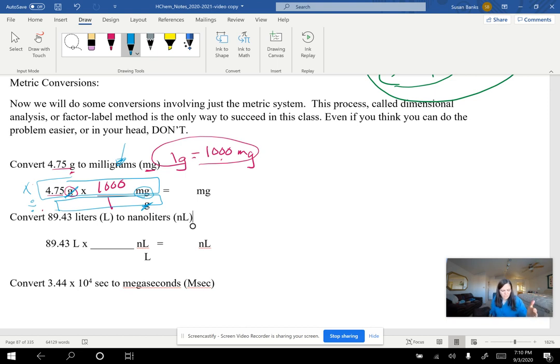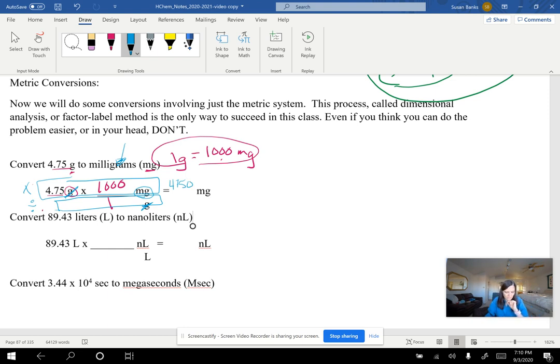So we don't really have to worry about the 1. So we only really have to worry about the 4.75 multiplied by the 1,000. So if we do 4.75 multiplied by 1,000, we get 4,750.